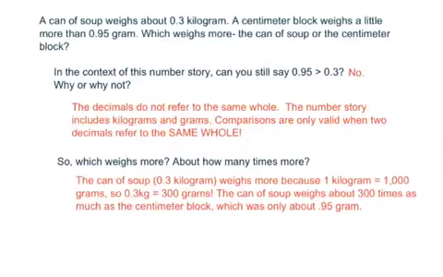So then, which weighs more? About how many times more? I hope you could figure out that the can of soup, which is 3/10 of a kilogram, weighs more because 1 kilogram is equal to 1,000 grams. So that 3/10 of a kilogram is actually equal to 300 grams. The can of soup weighs about 300 times as much as the centimeter block, which was only about 95 hundredths of a gram.